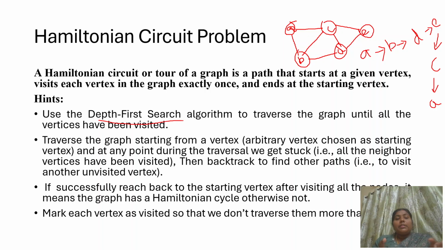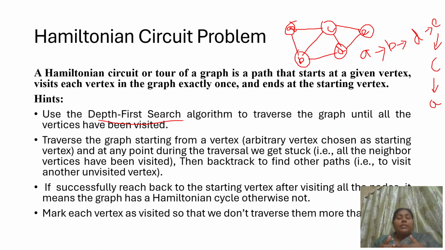The basic concept is that we start traversing, which means visiting the graph, starting from one start vertex. If we get stuck, that is, we are not able to visit a neighbor, or we reach an already visited node, then in that situation we have to backtrack to another path, that is, visit another unvisited vertex. That is the basic concept we are going to use here.